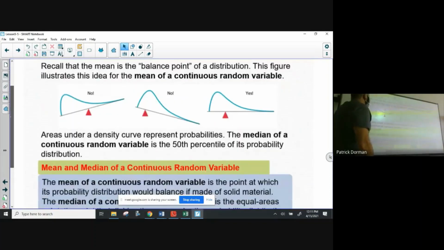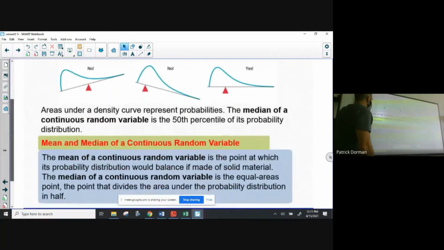All right. So the mean is going to be the balance point of a distribution. Essentially, it's the point where we'll balance, right? Because they're not always perfectly symmetric. So if you have a distribution that's not, your mean is going to get pushed towards a balance point.